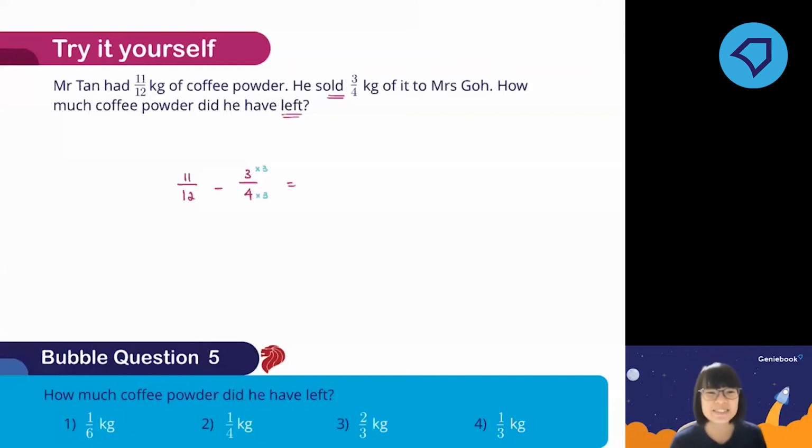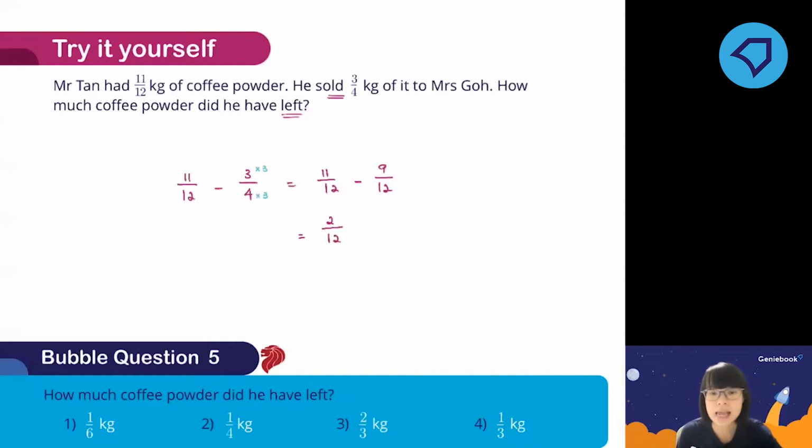So let's take a look over here. Let's do it together. I see majority of you got the correct answer. Good job, guys. Well done. Okay, so we are going to take 11 over 12 minus your equivalent fraction of 3 over 4, which is the same as 9 over 12. Multiply by 3, multiply by 3. So then you have 11 minus 9. 11 minus 9 will give you 2.